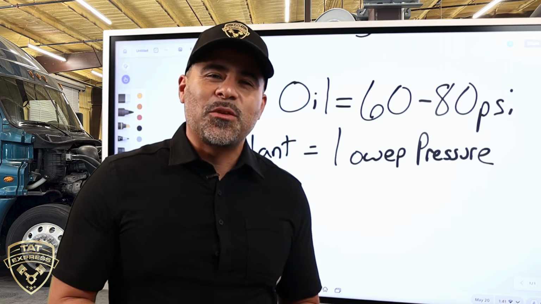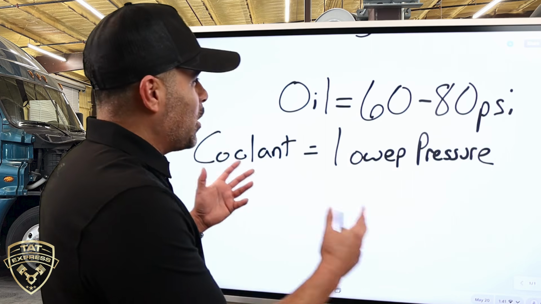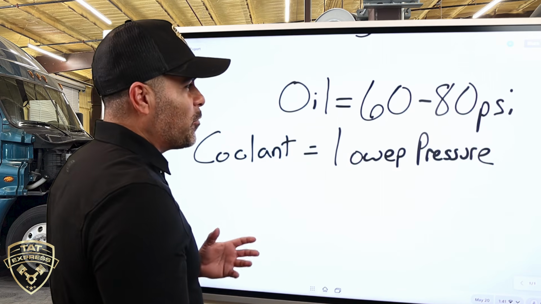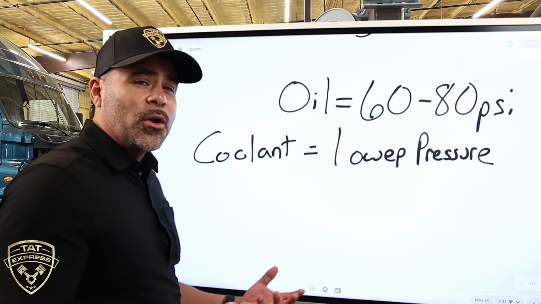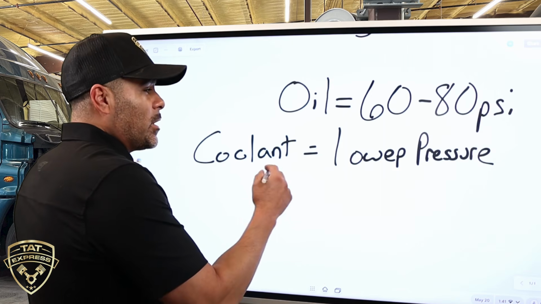I know at the beginning of the video I already told you that oil pressure is higher than coolant, but I wanted to give you a better idea because oil pressure, depending on your RPMs, depending on the platform, usually runs about 60 to 80 PSI depending on your RPMs. DD15s run just a little bit lower than that. But coolant is a lot lower than that.